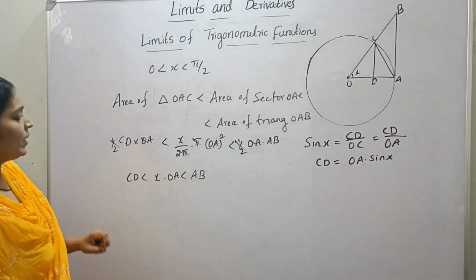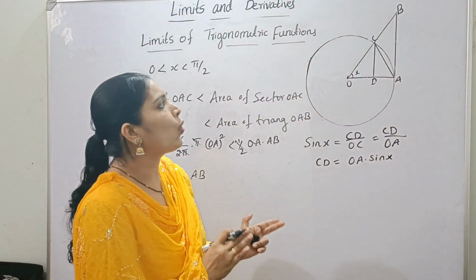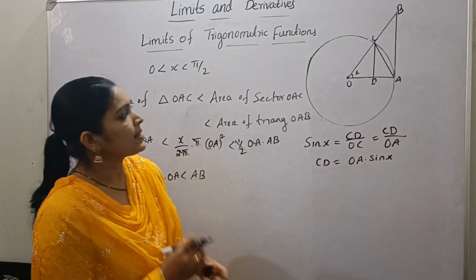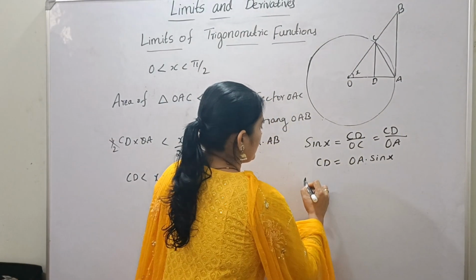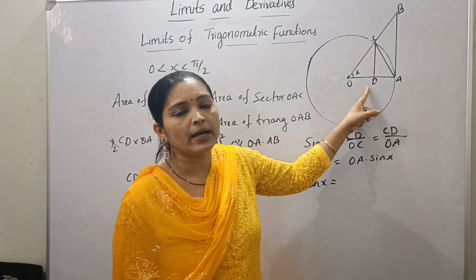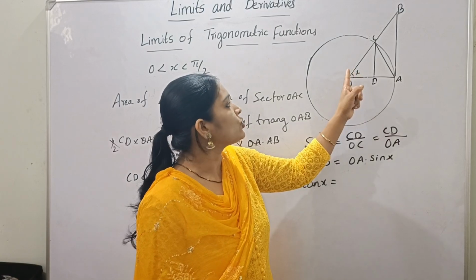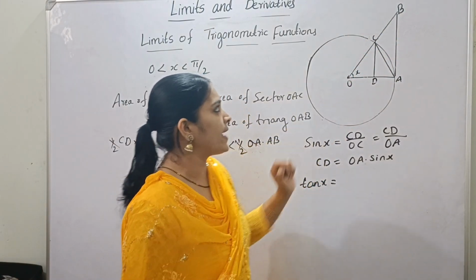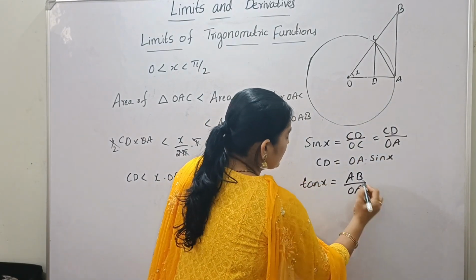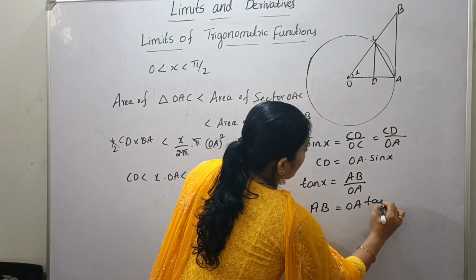Okay. Then next, let us consider the triangle OAB. Here, what is the tan x? Tan x is equal to opposite side divided by adjacent, right? See, it is the angle x. So tan x is equal to opposite by adjacent. So opposite is AB divided by adjacent OA. Therefore here we can write AB is equal to OA into tan x.